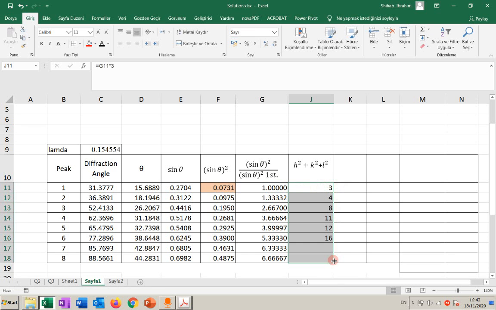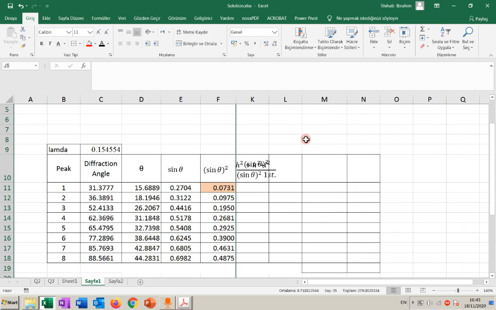If I do this for the rest of them, you will see that I got 4, 8, 11, 12, 16, 19, 20, which I know is representing an FCC crystal structure. So what we did, we found the sine square theta for all the peaks, then we divided each peak's sine square theta by the first one. It gives us some numbers in order to be sure which structure it is. Some people explain it in this manner, some explain it in that manner.